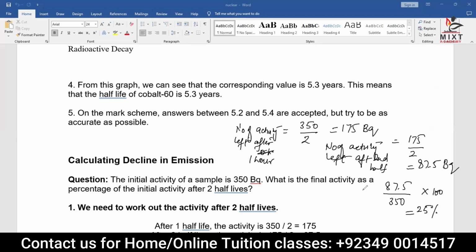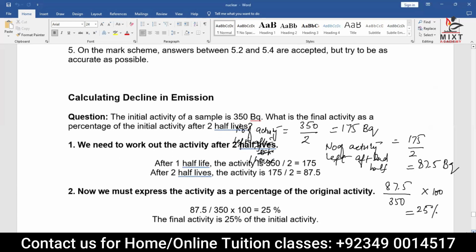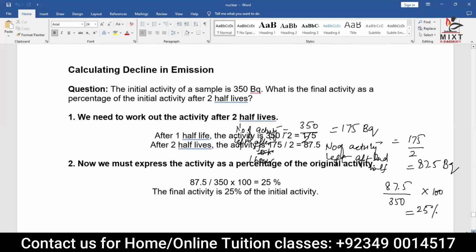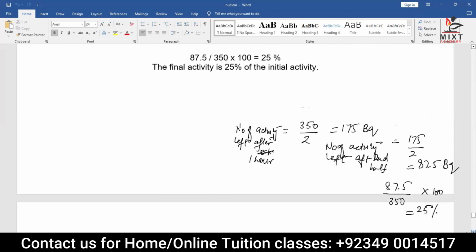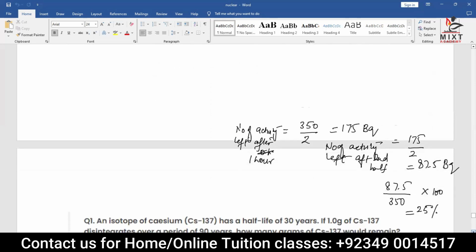That tells you this: 75% of the material has decayed or will form into some other new material. Only 25% of the material is left behind. That's what it means. Let's move on then. Now check this out. How did they actually solve it? 25%. Now, some questions related to half-life.